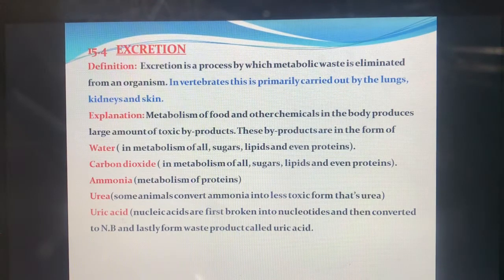This is in man. Then when we talk about uric acid, it is again less toxic as compared to ammonia and urea, and it requires a lesser amount of water for its excretion as compared to ammonia and urea. But let's see how it's produced. Nucleic acids are first broken into nucleotides, then converted into nitrogenous bases, and lastly form a waste product which is called uric acid.